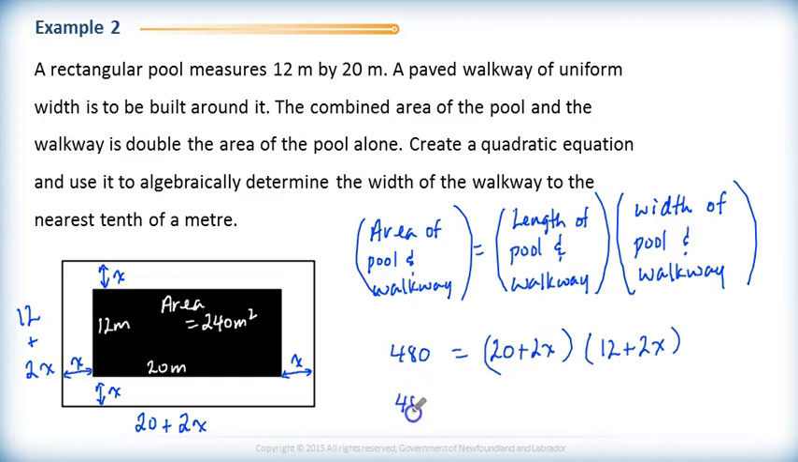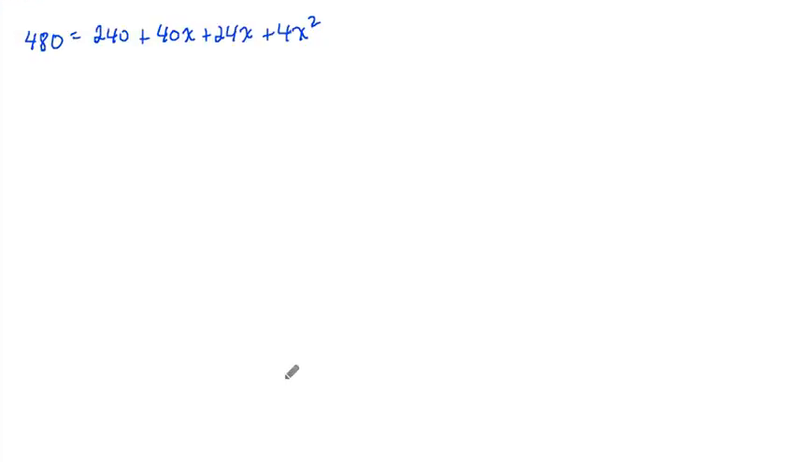So we have 480 is equal to 20 times 12, which is 240, 20 times 2x would be 40x, 2x times 12 is 24x, and 2x times 2x is 4x². We'll finish this on the next slide. Therefore, we have 480 = 240 + 64x + 4x².